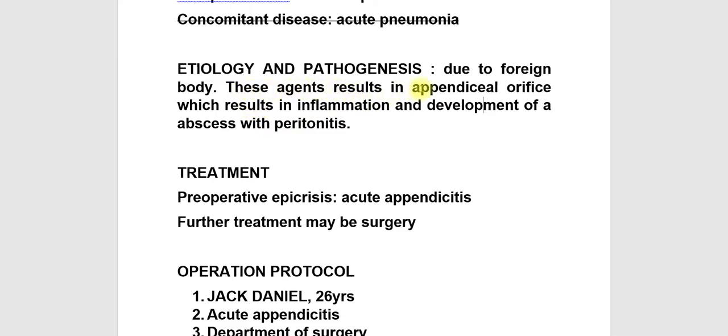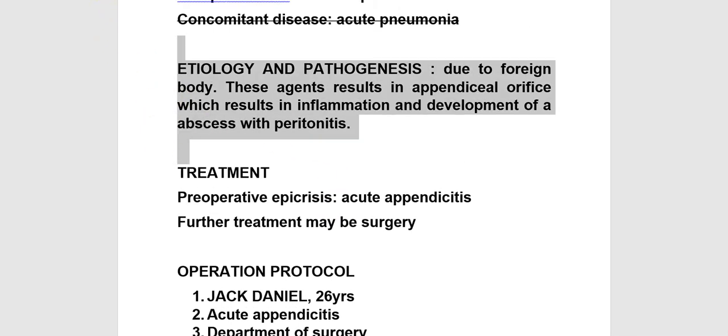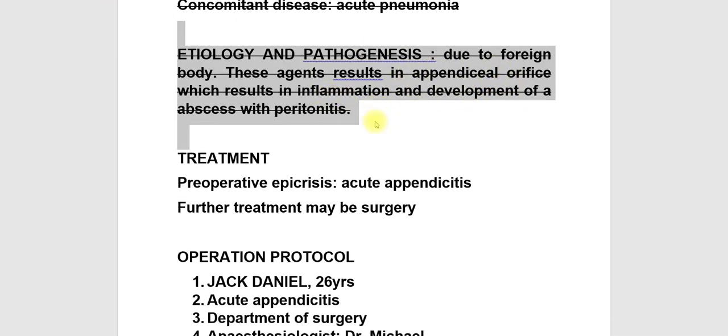These agents result in appendiceal orifice, which results in inflammation. I can't understand that. Agents result in appendiceal orifice. What agents? How do they result? What does the appendiceal orifice have to do with development of abscess with peritonitis? If he has abscess, then he doesn't have peritonitis. If he has peritonitis, it means that his abscess no longer exists, even if it existed. So this is also, to me, a sequence of words.